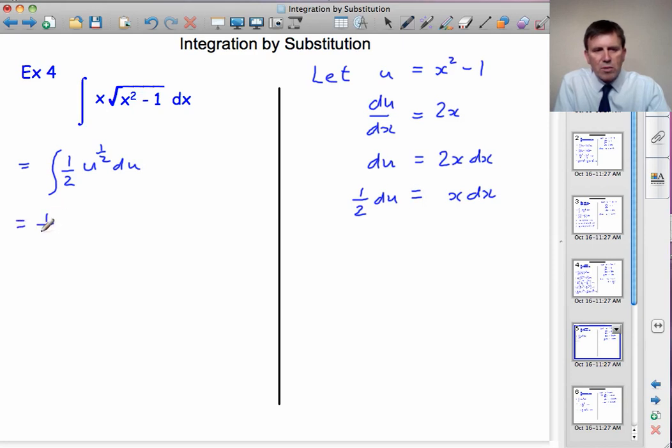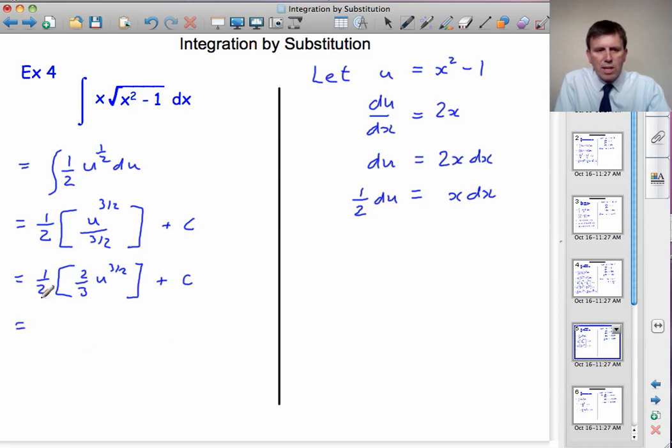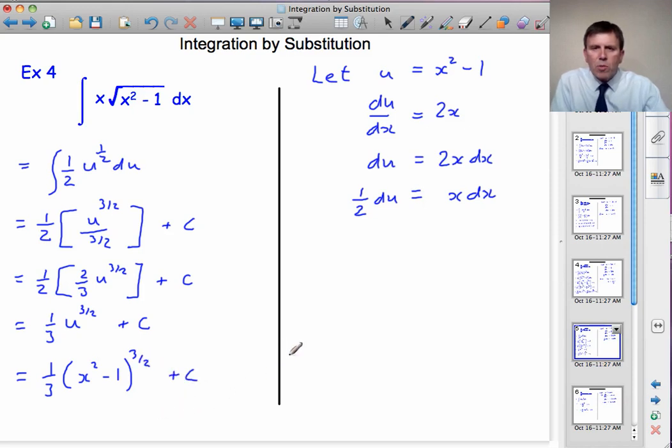That will give us, let's take the half outside the integral, and we get integrate u to the half, we get u to the power 3 over 2 divided by the new power, plus a constant of integration. So that's equal to a half multiplied by, to divide by the fraction, turn upside down and multiply, 2/3 u to the 3 over 2 plus a constant, and here the 2s cancel, I'm left with 1/3 u to the power 3 over 2 plus a constant, and finally replacing the u with x squared minus 1, we get 1/3 (x squared minus 1) to the power 3 over 2 plus a constant. And that's what we find with substitution.